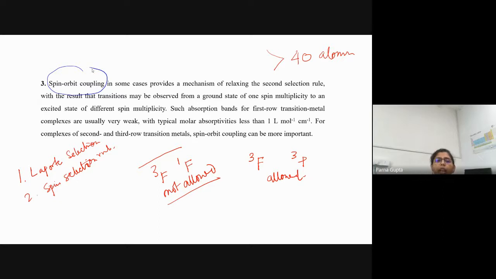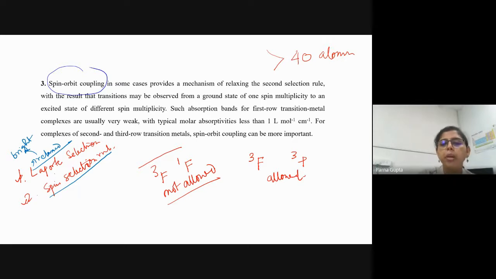So one thing you must remember, that there are two rules. One is the Laporte selection rule, and the other is the spin selection rule. The observation is that if these are relaxed, the color is more bright, and if the rule is not relaxed, the color is not that bright, right?